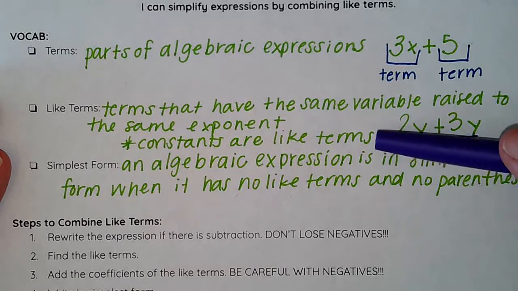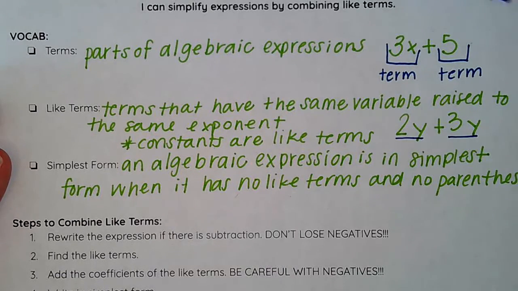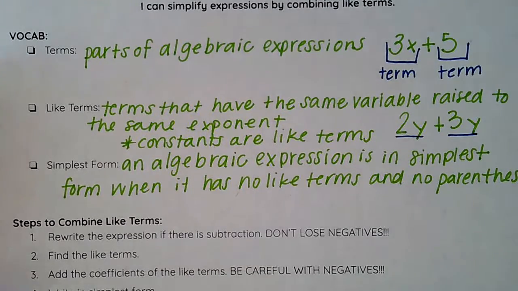It's also important to remember that constants are like terms. So this 5 up here is a constant because it does not have a variable attached. Therefore, if there was another constant, those would be considered like terms and I could combine them.